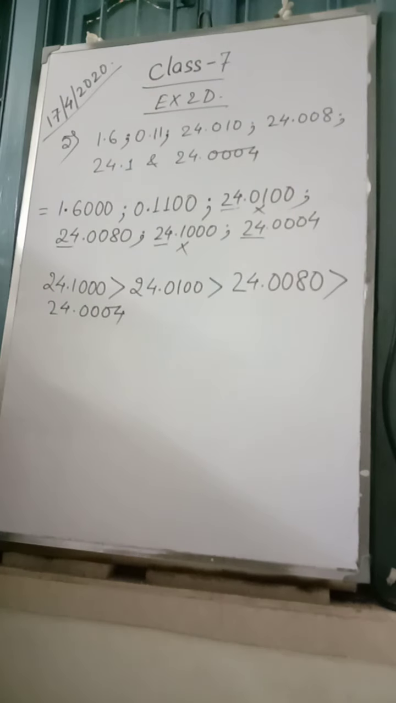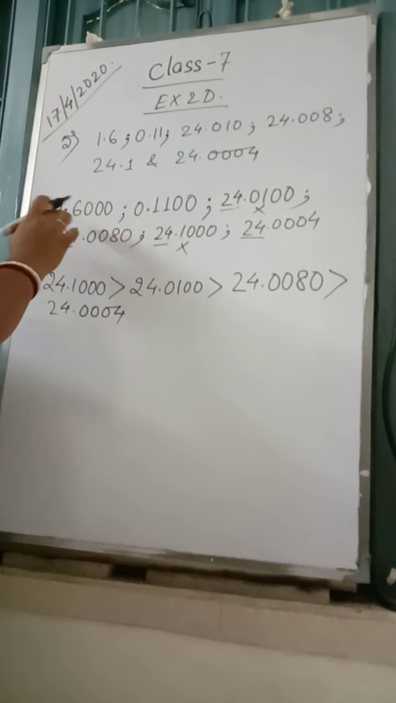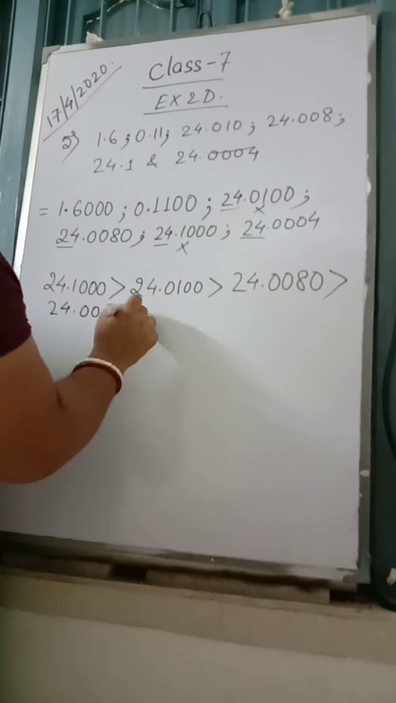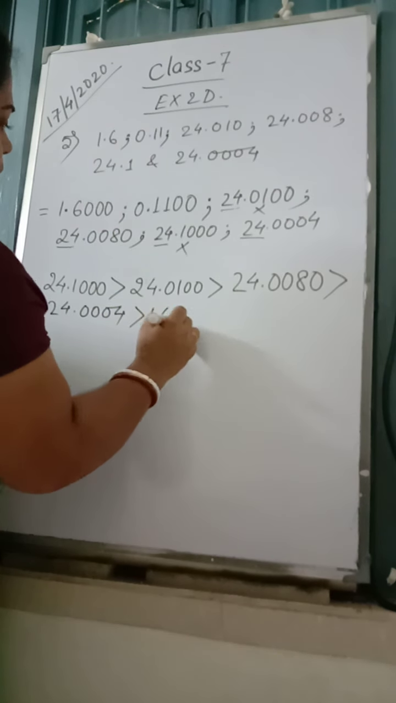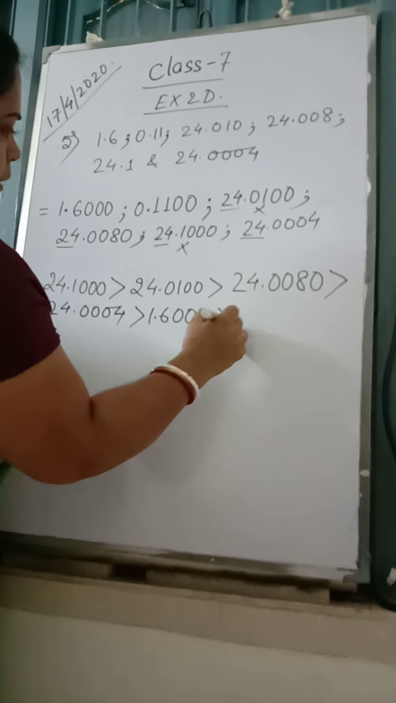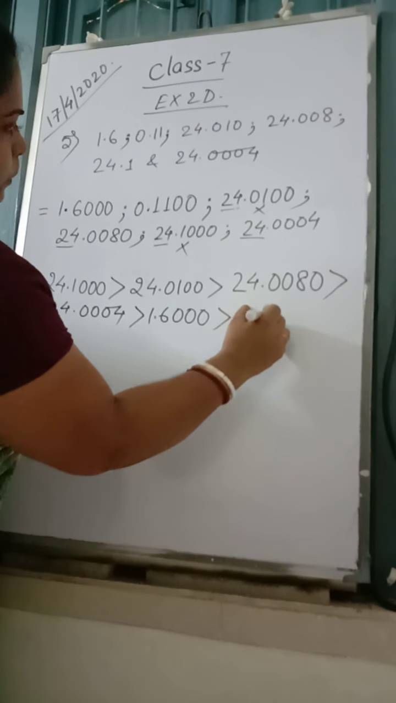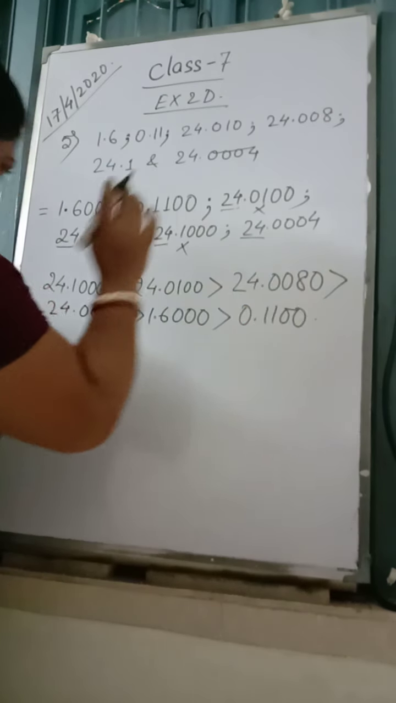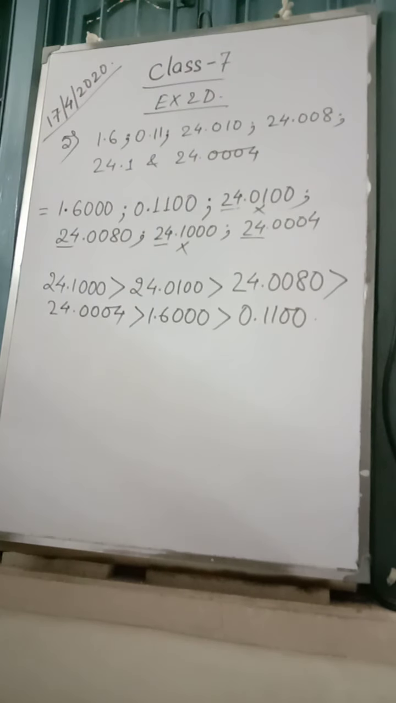Now this is the last one, 24.0004 among 24. Now this 2, here I have integral part 1, here no integral part. So this is greater than this. So I'll be writing 1.6000. Then the last, 0.1100.